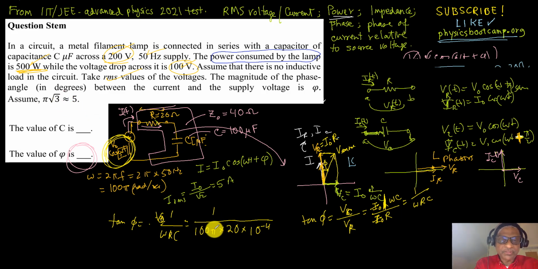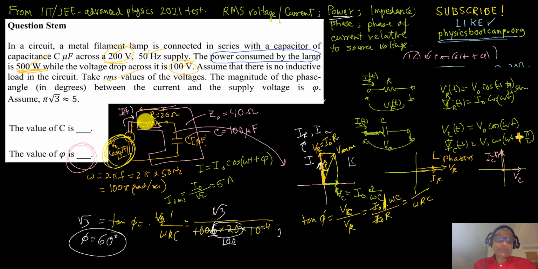So this will be 5 over square root of 3. So the square root of 3 cancels, and 5 times this makes it 100. Everything got cancelled out to 1, so tangent phi is square root of 3. And phi turns out to be 60 degrees, right? So this is one way of doing this, and that's the answer.